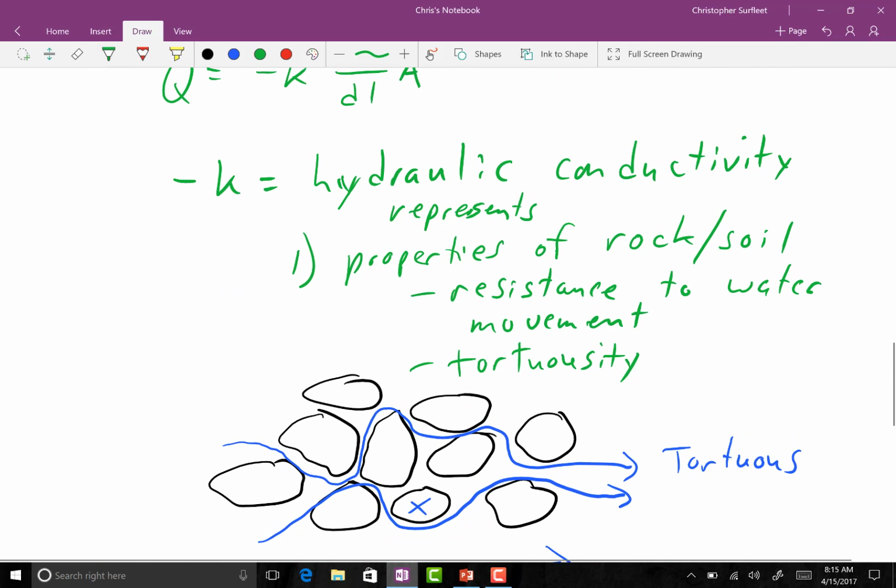So your hydraulic conductivity essentially is this magic number that you use to control your calculation based on the properties of the resistance of the media and the viscosity, or the properties of the fluid that's moving through the media.